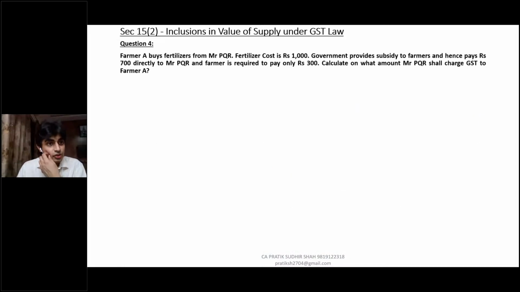Okay, the next question. Question 4. Farmer A buys fertilizers from Mr. PQR. फर्टिलाइजर्स farmer ने खरीदे. Fertilizer का cost क्या था? 1000 rupees. Read it carefully.